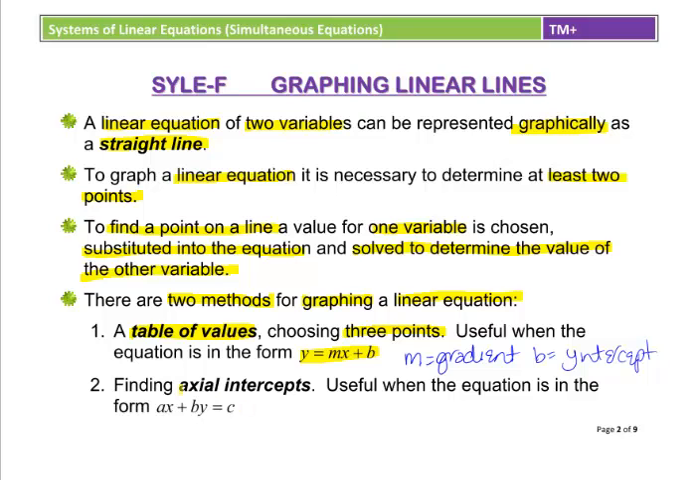The other option is to find axial intercepts. Now, axial intercepts, we have our axes like this and our line. We're finding the points where that line cuts the axes. So here is where it cuts the x-axis and here is where it cuts the y-axis. This method's useful when our equations are in the form of ax plus by equals c, so their x's and y's are on one side.